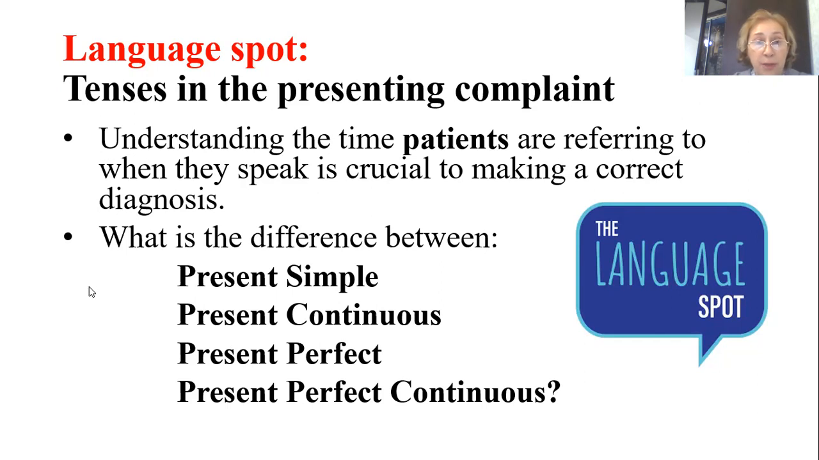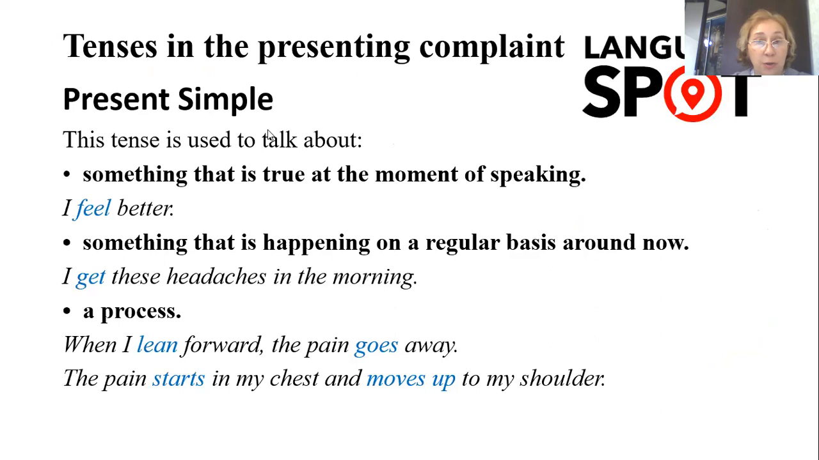I'm glad that you know something about grammar. And now actually this information is given here. The present simple, this tense is used to talk about something that is true at the moment of speaking. I feel better. So the patient says, for example, then something that is happening on a regular basis around now. I get these headaches in the morning regularly every morning. So you said about this, and it can also describe a process.